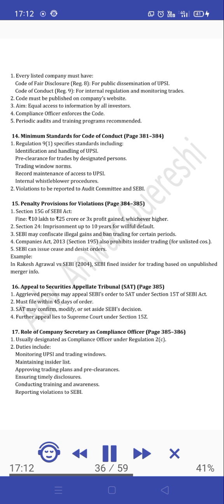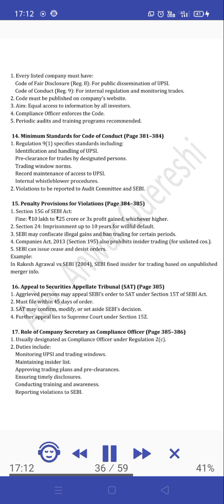14. Minimum standards for Code of Conduct, page 381. 384-1. Regulation 9(1) specifies standards including identification and handling of UPSI, pre-clearance for trades by designated persons, trading window norms, record maintenance of access to UPSI, internal whistleblower procedures. 2. Violations to be reported to Audit Committee and SEBI.